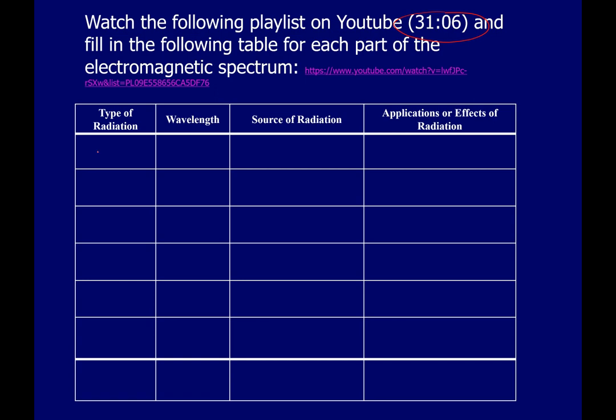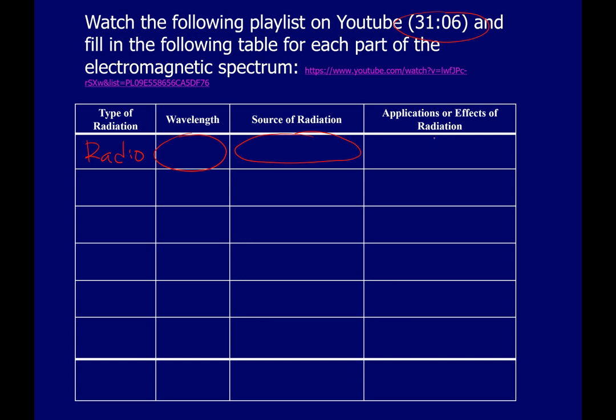I believe it starts with radio waves. And then you talk about, okay, well, what wavelengths are radio waves? It'll tell you in that video. What types of things make radio waves? So, radios, TV transmitters, stuff like that. But it'll give you good examples in there. You just watch for them and write them in there.